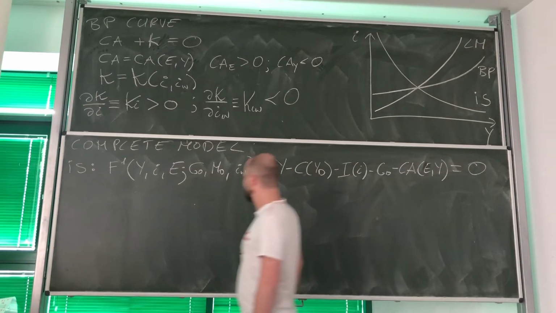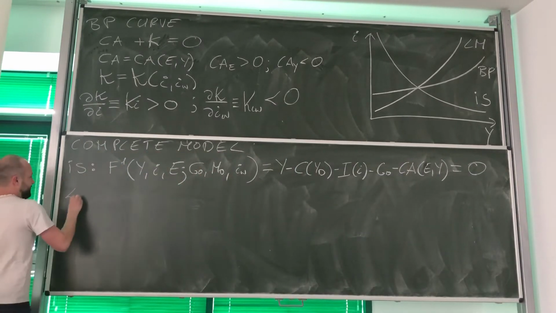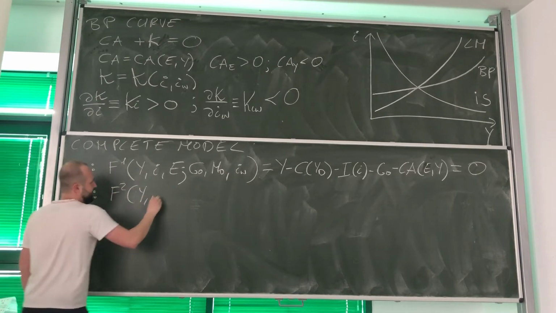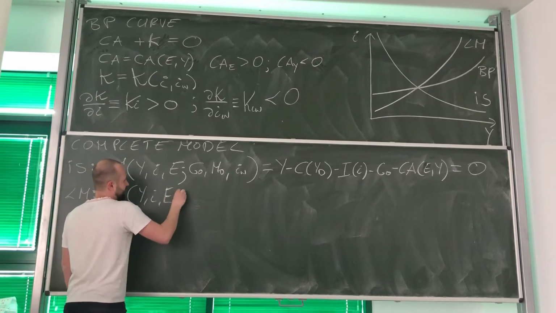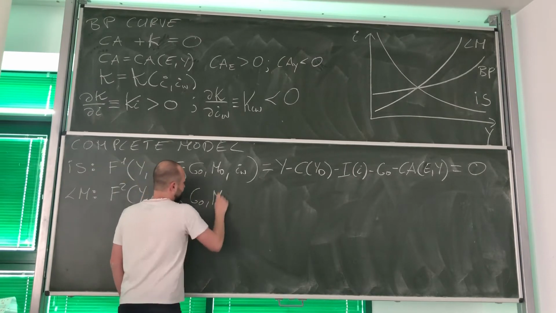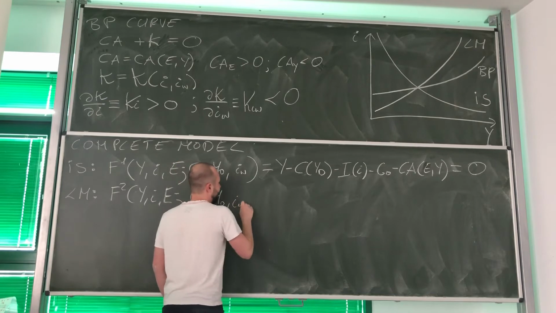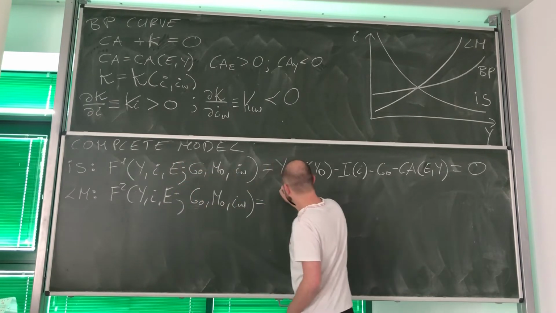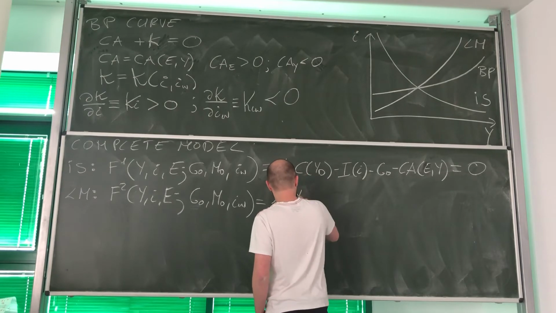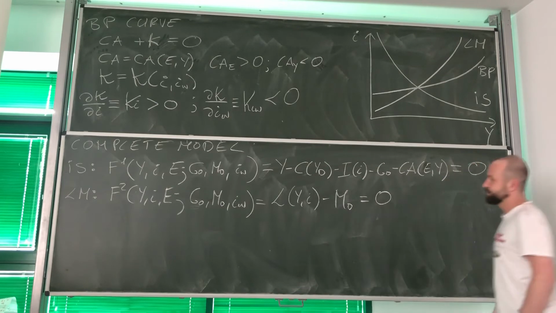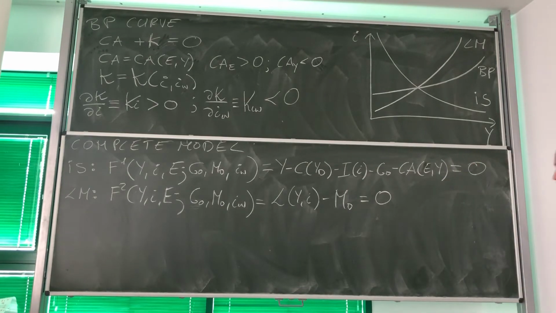Okay, then we need to take care of the LM curve. We also treat it as a function of income, interest rate, exchange rate, and three exogenous variables G0, M0, and I. Now, here it's simpler: we've got just L(Y, I) minus M0 equals 0.